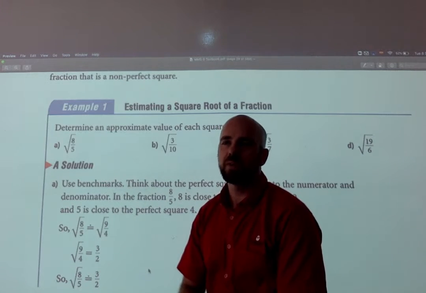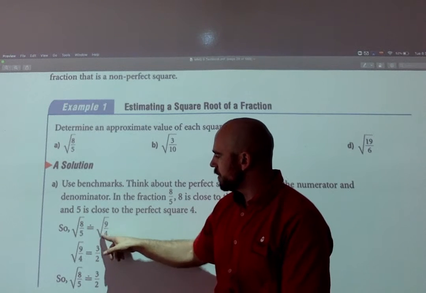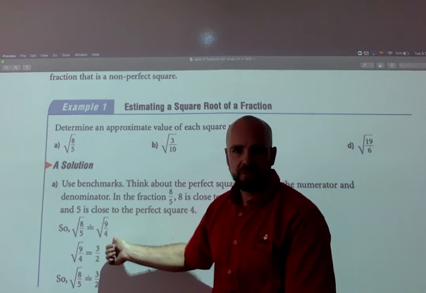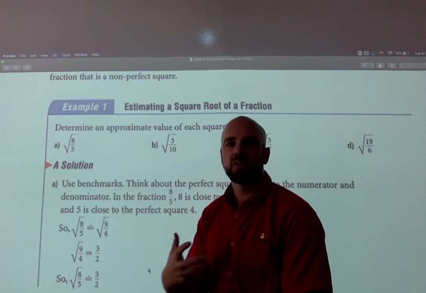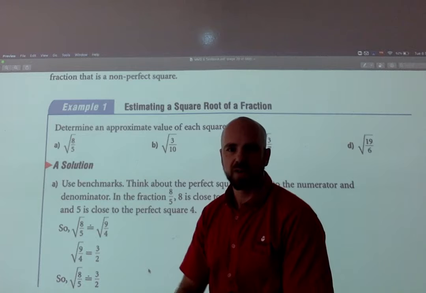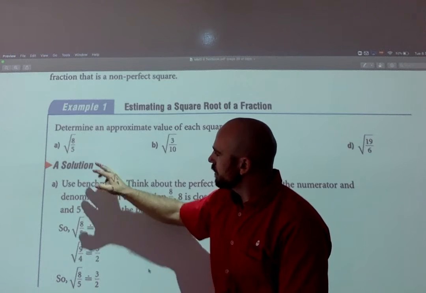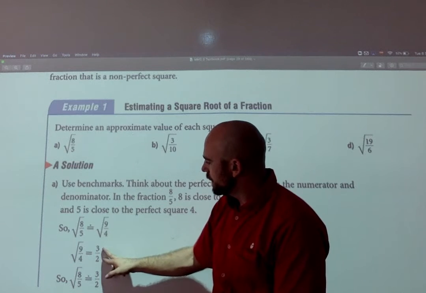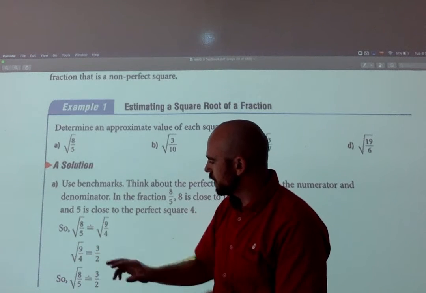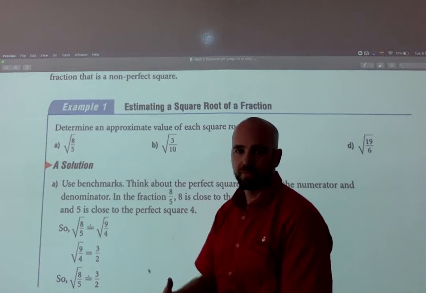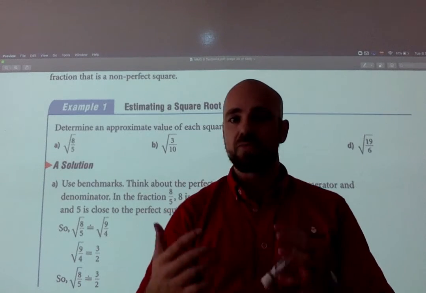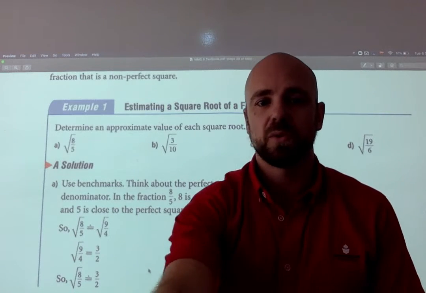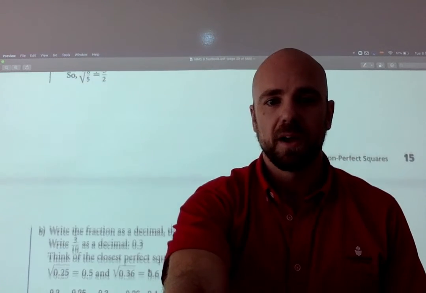We know that we can find the square root of 9 over 4. How do we know that? Because we know that 9 is a perfect square, and 4 is a perfect square. So we have to remember what all of our perfect squares are, and these two numbers are the closest to these two. So the square root of 9 over 4 is 3 over 2. So we can say that roughly 8 over 5 is going to be close to the square root of 3 over 2.